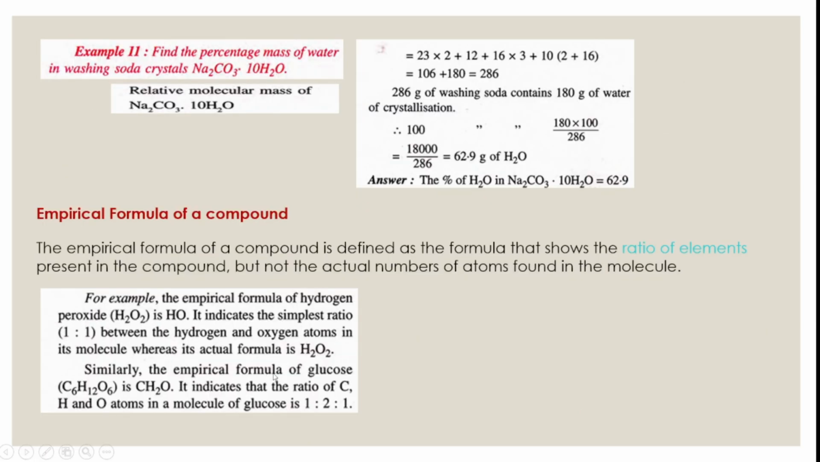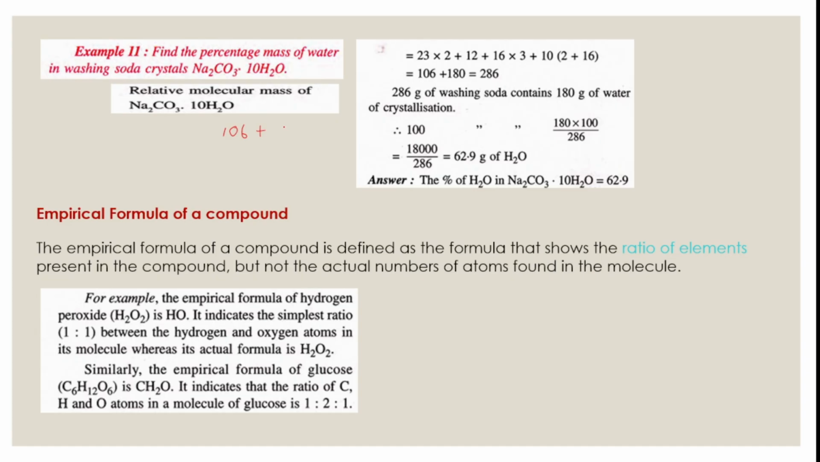Okay, now another example. Find the percentage mass of water in washing soda. Washing soda is sodium carbonate 10H2O. 10H2O is known as the water of crystallization. What is it? You will study later. The sodium carbonate, we have already seen that the relative molecular mass of sodium carbonate is 106. Now we have to find out the relative molecular mass of water, 10H2O.